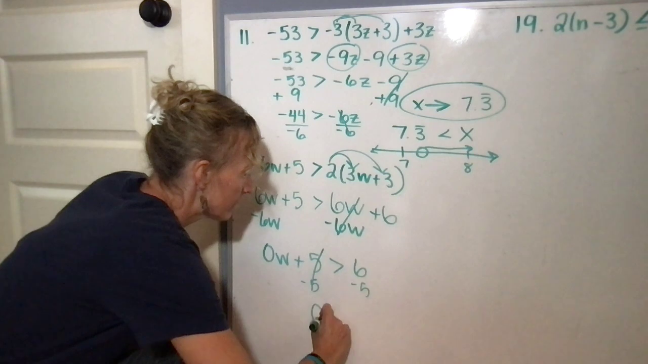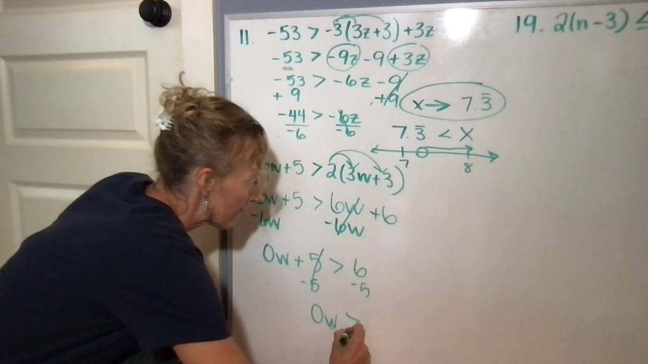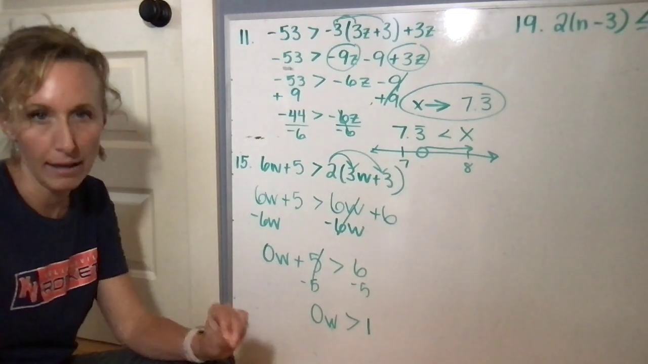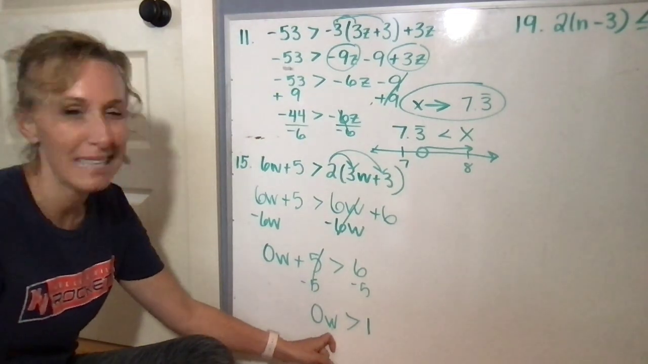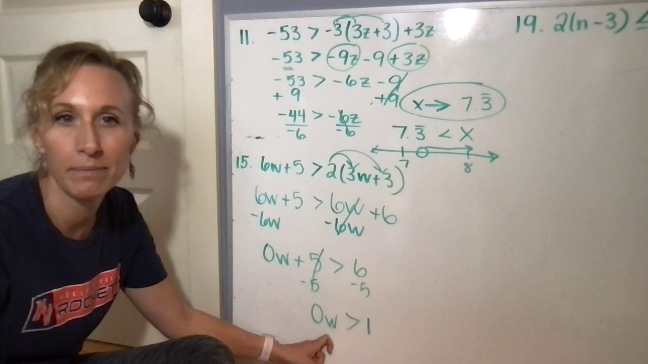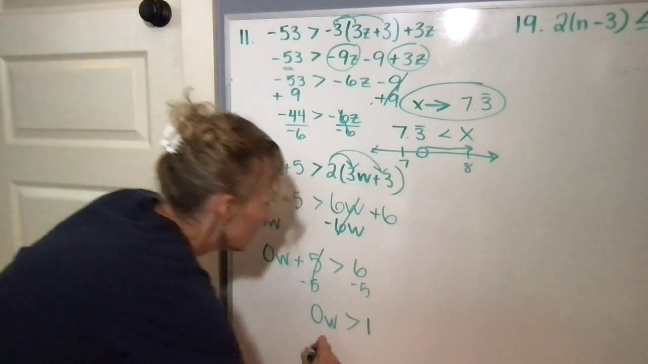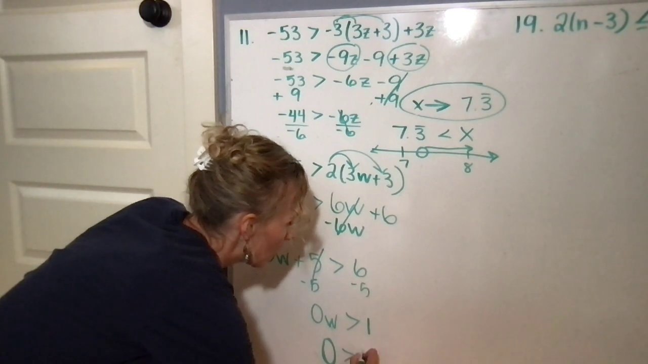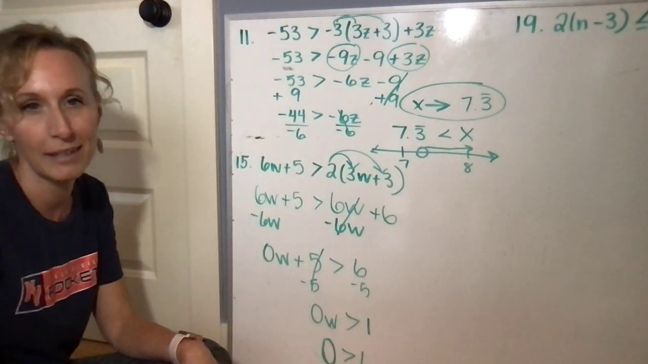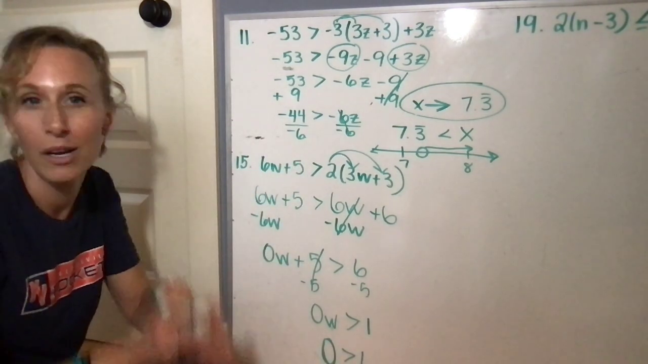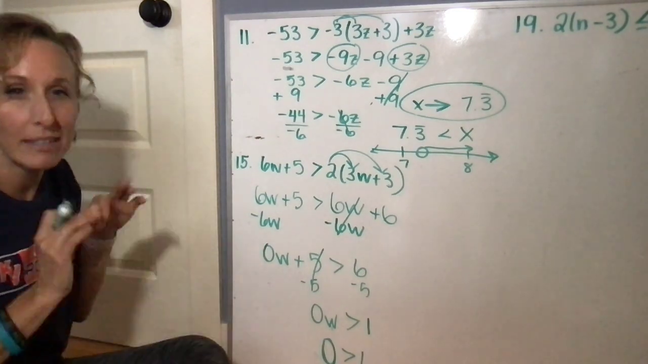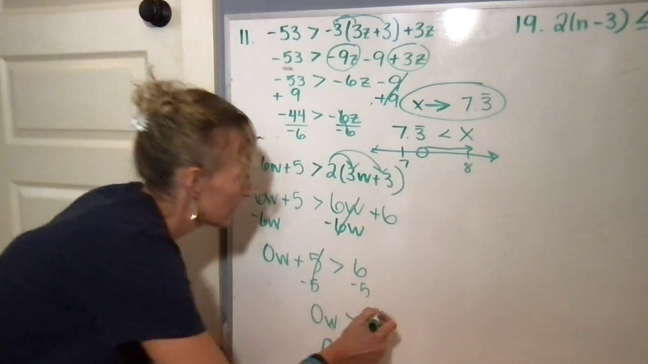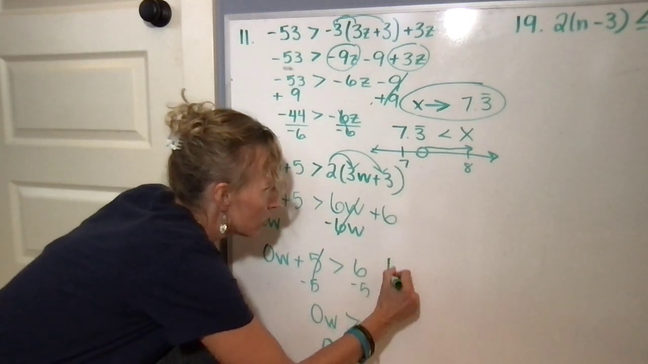All right, so now I have 0w is greater than 1. So now you have to use your logic. 0 times everything is what? It's 0, right? So this is really saying 0 is greater than 1. Is that true? Is 0 ever greater than 1? No, it's not. So if you get to the end and this is untrue, the answer to this is no solution.